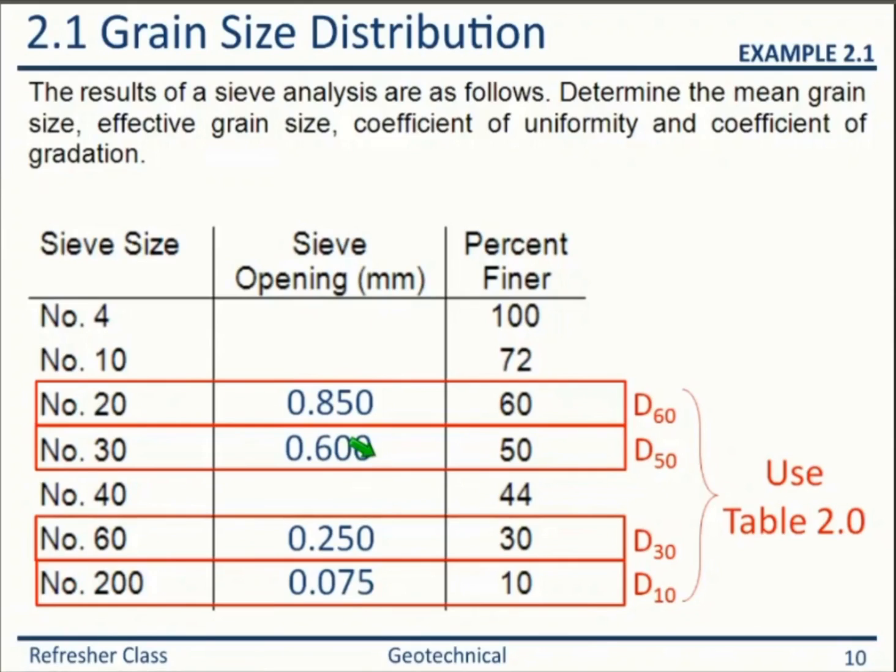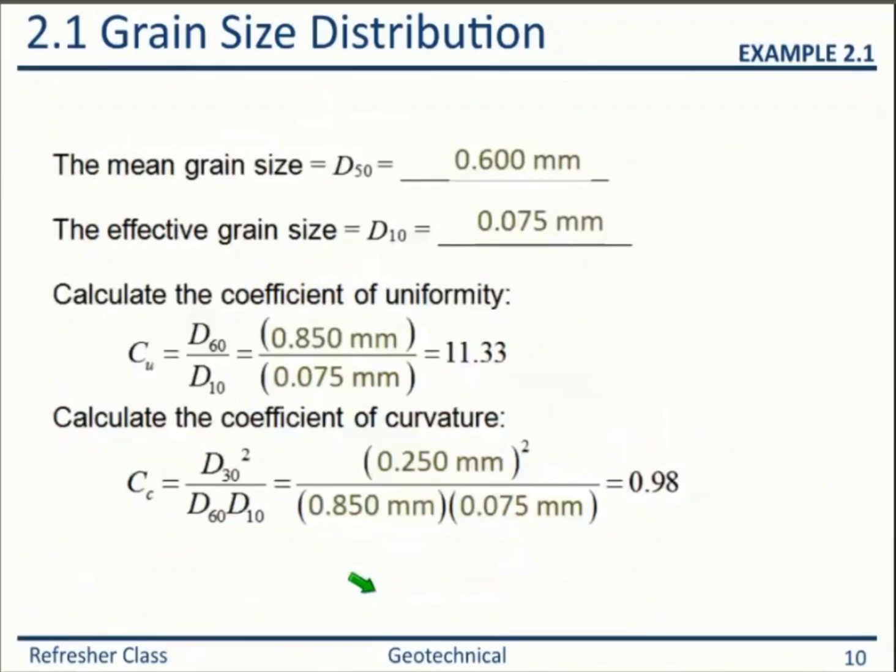and C sub U is 0.85 divided by 0.75, and coefficient of gradation C sub C is 0.6 squared divided by 0.85 times 0.075, which is given here, right? This is your mean grain size, D50, effective grain size, D10, and coefficient of uniformity, D60 divided by D10, and coefficient of curvature, D30 squared divided by D60 times D10. Alright.